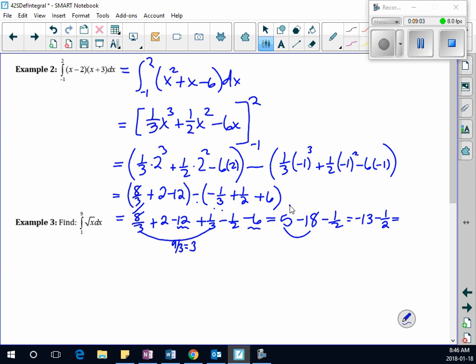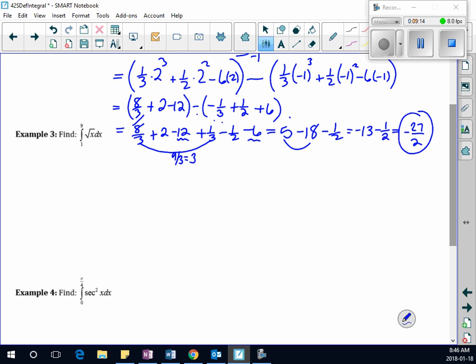So if you have both negatives, you're going to add them together, and you get -13.5, which is -27/2. That's your final answer. All right, so let's go on to the next example.